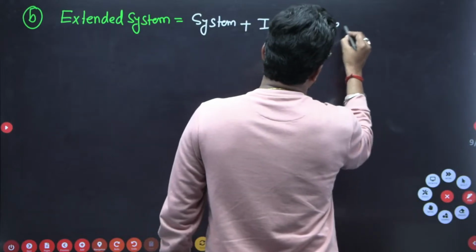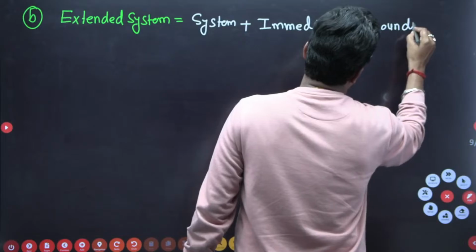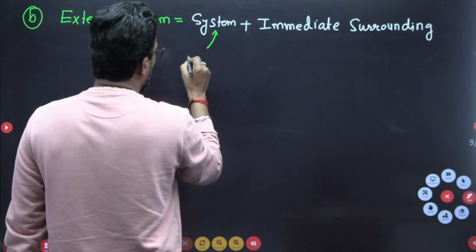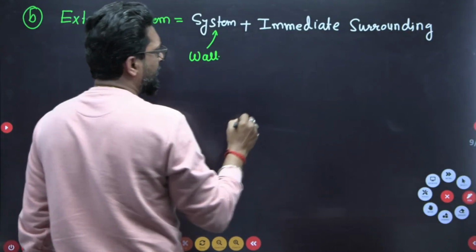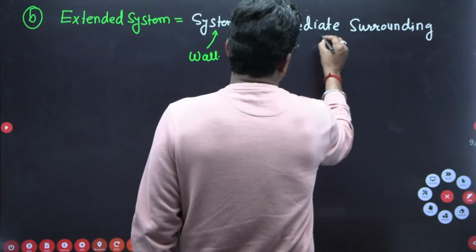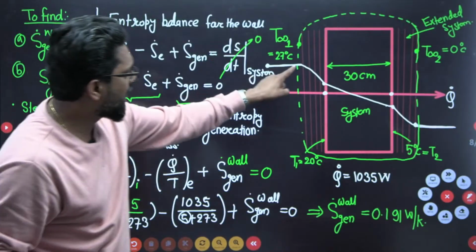Immediate surrounding. And what is the system here? System is your wall. Wall is your system. And immediate surrounding is a surrounding. What is the immediate surrounding? It is a kind of surrounding which has a temperature gradient.